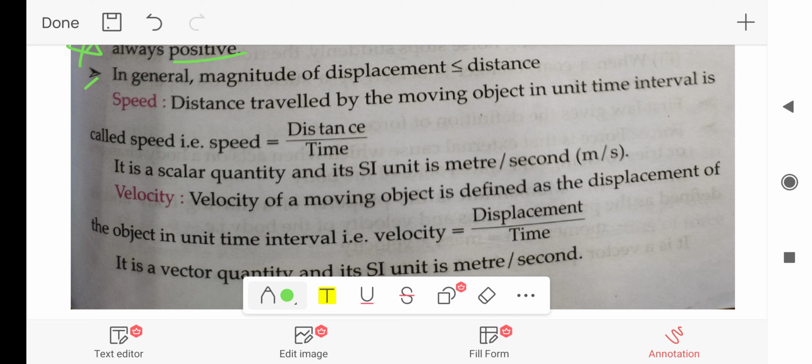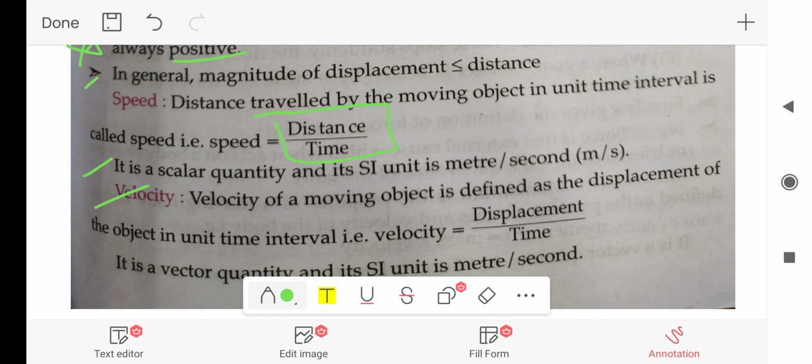Speed. Distance traveled by the moving object in unit time interval is called speed, and the formula of speed is distance by time. Speed is a scalar quantity and its SI unit is meter per second.